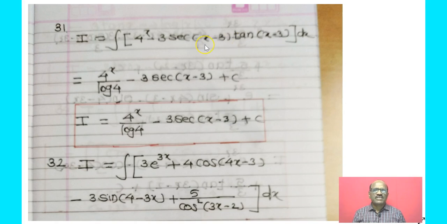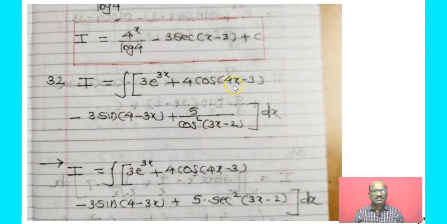What is the derivative of sec x? The derivative of sec of x is sec x into tan x. Therefore integral of sec of x minus 3 into tan of x minus 3 is sec of x minus 3, and this 3 is as it is, plus c. Therefore the answer is 4 raised to x upon log of 4 minus 3 sec of x minus 3 plus c.